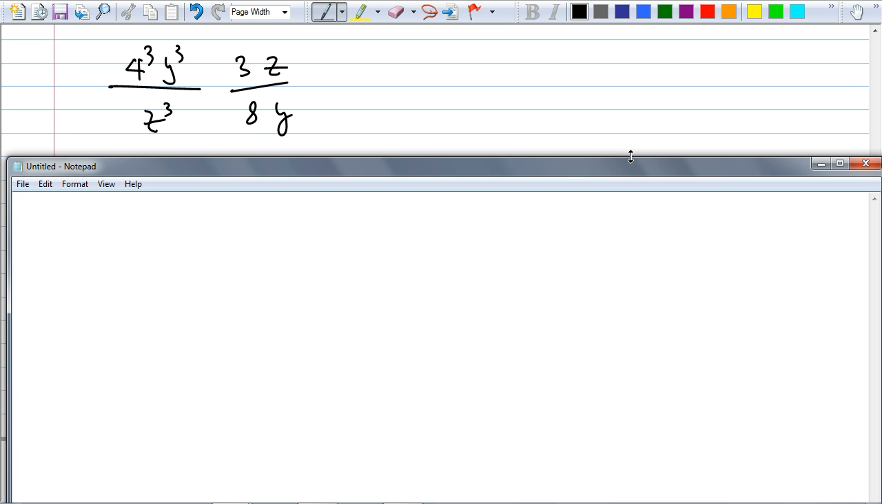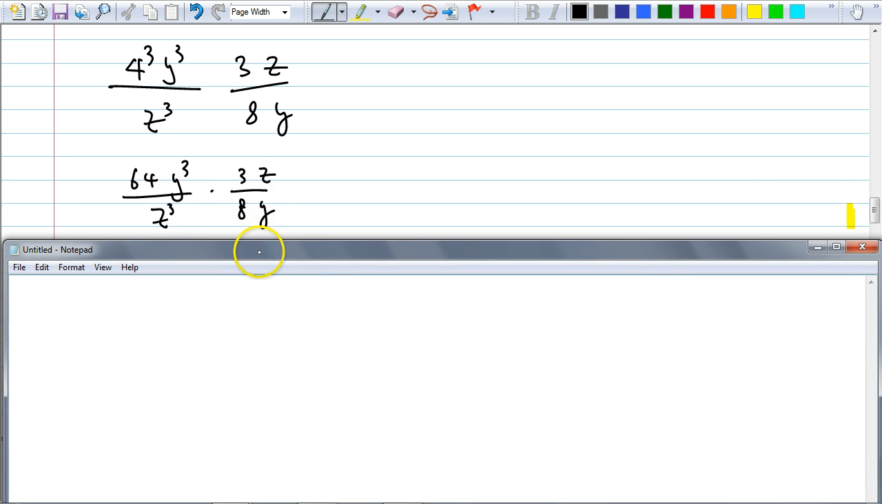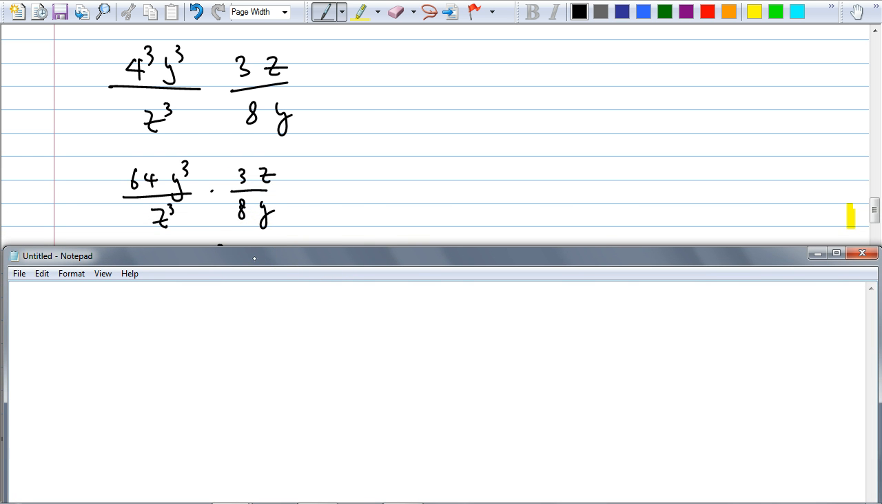Jason, what do I write next? For the left side, you write 64. Yep. I switched the 8y with the z3 on the denominator. Okay, you get 64, right? So I just wrote that first. Then what do I do? Tell me what to write. So you get 64y cubed over 8y times 3z over z.